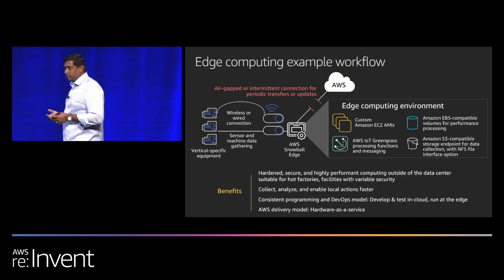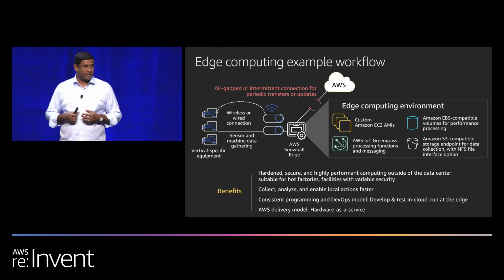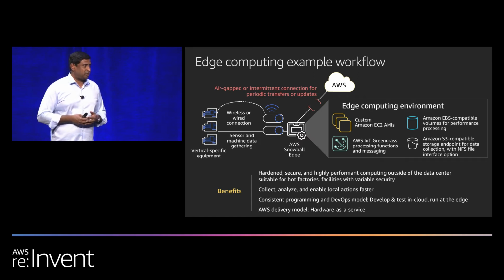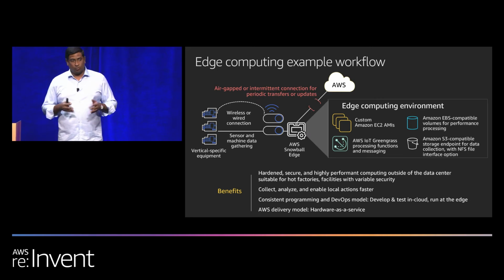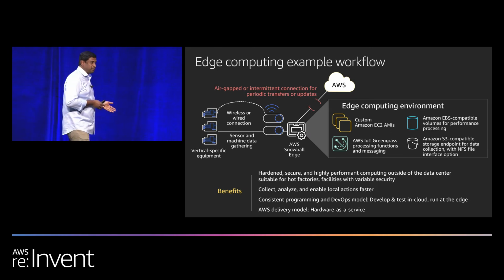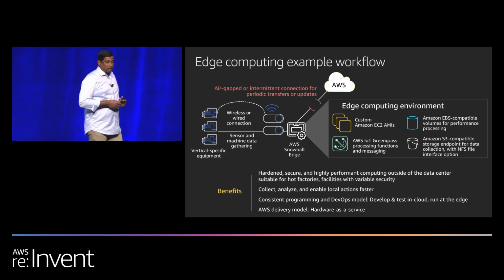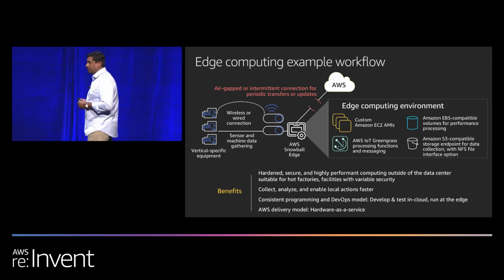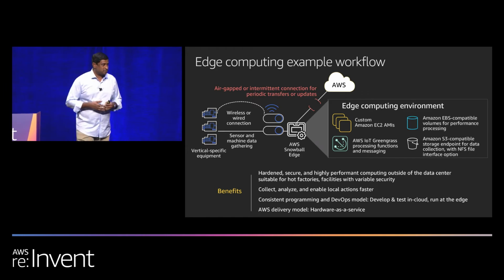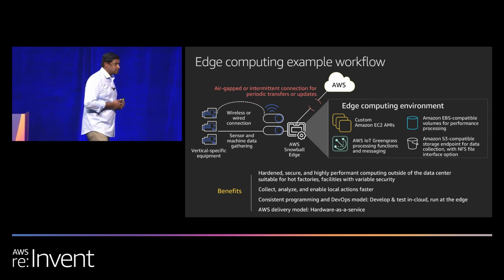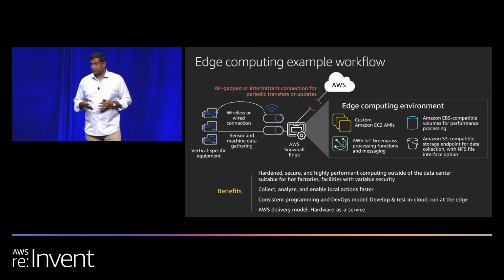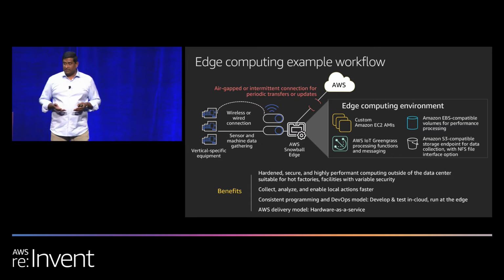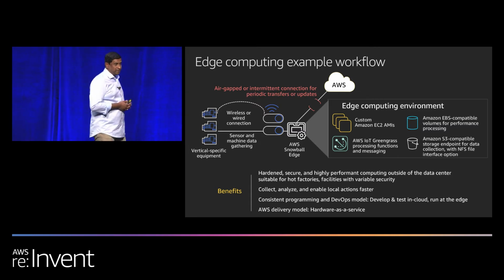So when you look at using the Snowball Edge device at the edge for your computing applications, you get the benefits of a reliable, secure, rugged computing platform that can work in an air-gapped environment or an intermittent network connectivity environment. You're able to develop your application in the cloud, test it, validate it before you run it at the edge. You can collect data, store data, process data, analyze data at the very edge. And of course, we provide the hardware as a managed service with 1-year and 3-year discounted long-term options, which essentially means during that period, if the device needs to be replaced or upgraded, then AWS will take care of that.